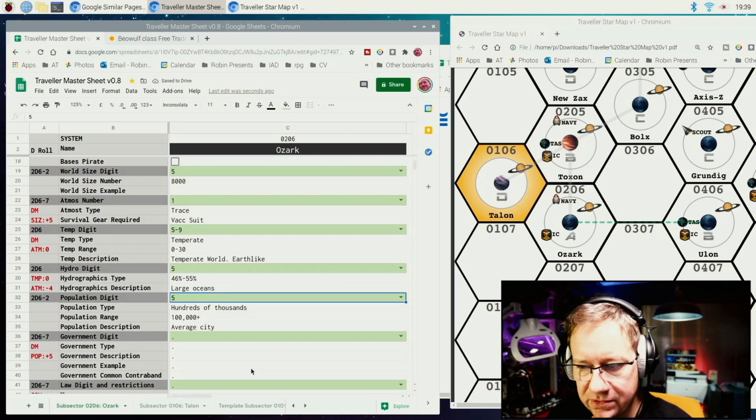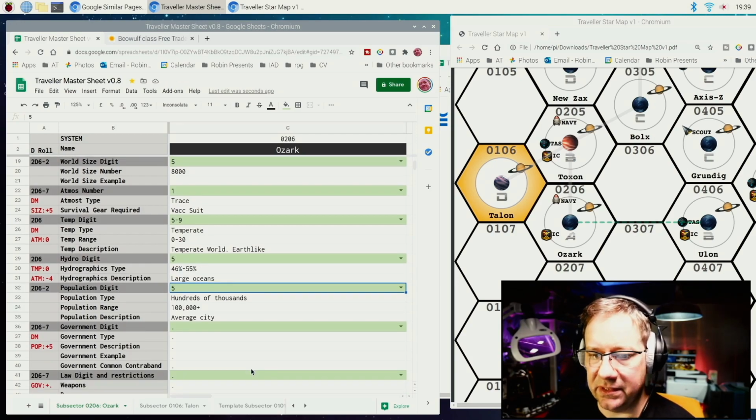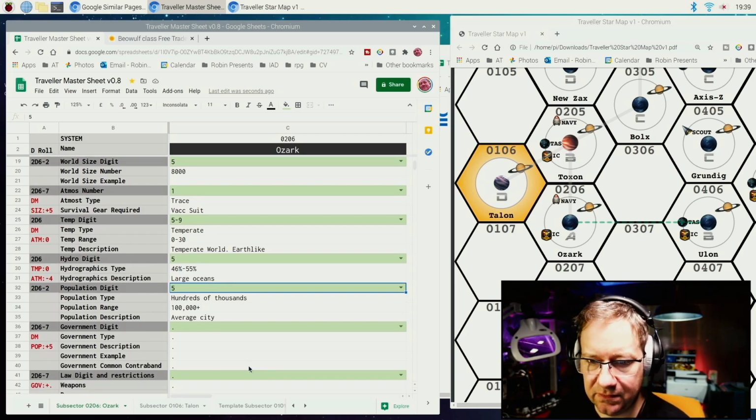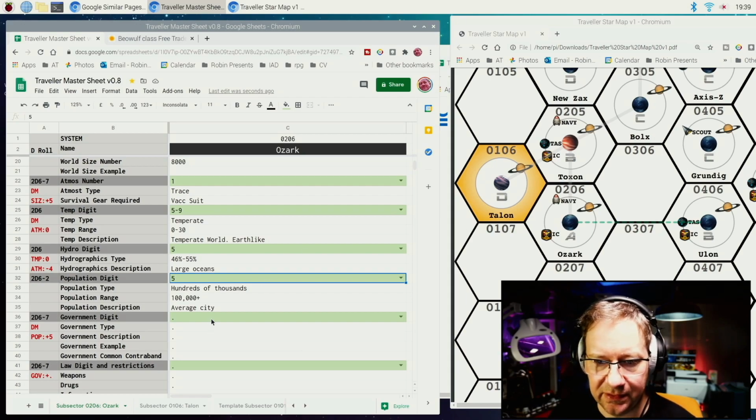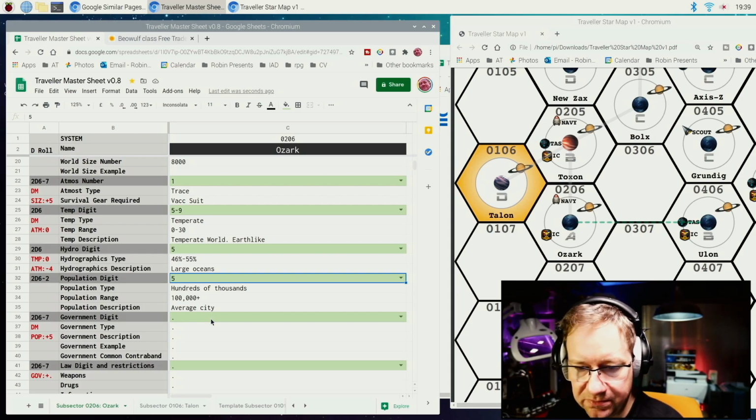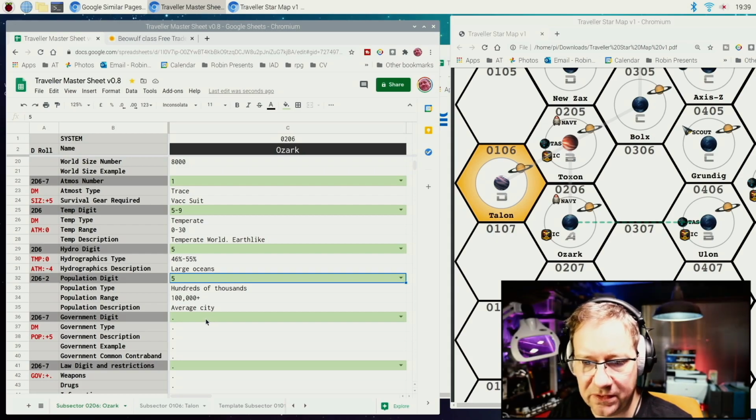Hundreds of thousands average. Yeah, I'm liking the sound that maybe some sort of ocean location or base. It's got a grade A starport, so given that Talon is an ice ball and Toxon isn't any better being a desert, maybe that's why as a system it's liked for the fact it's got so much water. Who knows? Government digit. Now population, because it's a reasonable population, of +5.